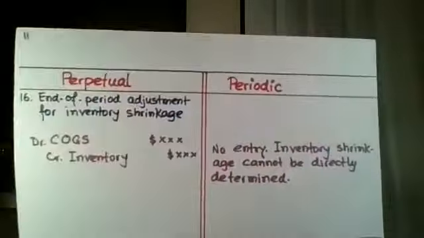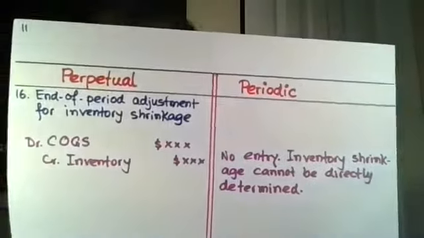So one adjustment is for any inventory shrinkage. See, under perpetual, it is more likely that you're going to see inventory shrinkage, because you're recording every sale as a sale, and you're recording every cost as a cost of goods sold. So when you, for example, you've been selling these.